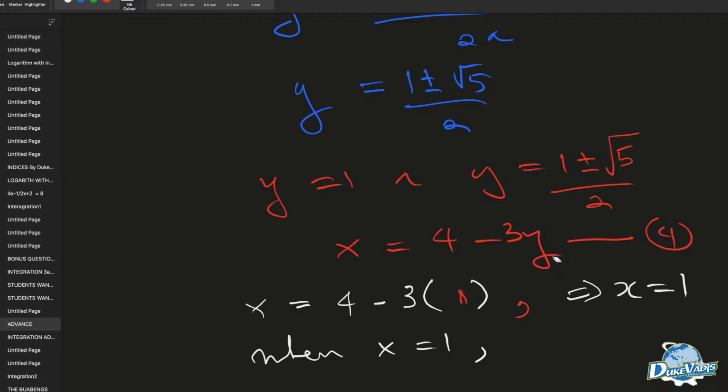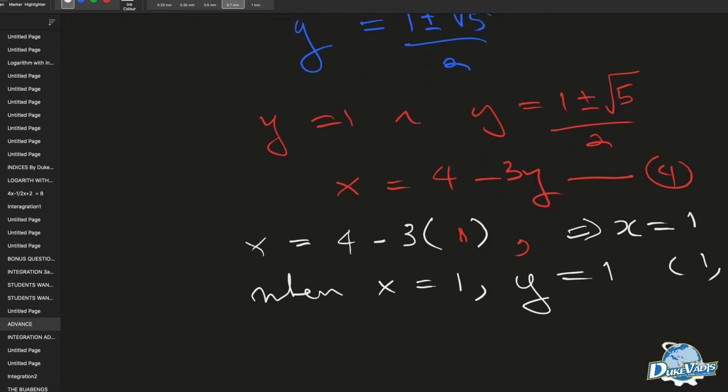When we do that, 4 minus 3, so x is equal to 1. Then our y is equal to 1. So this is the first value. So we have (1, 1) as the first coordinate of the equation.